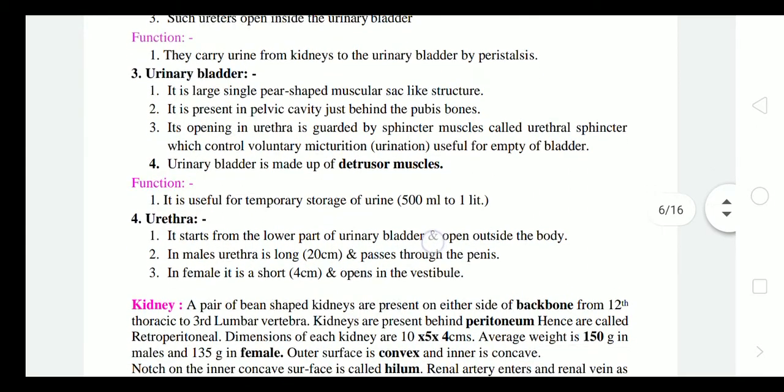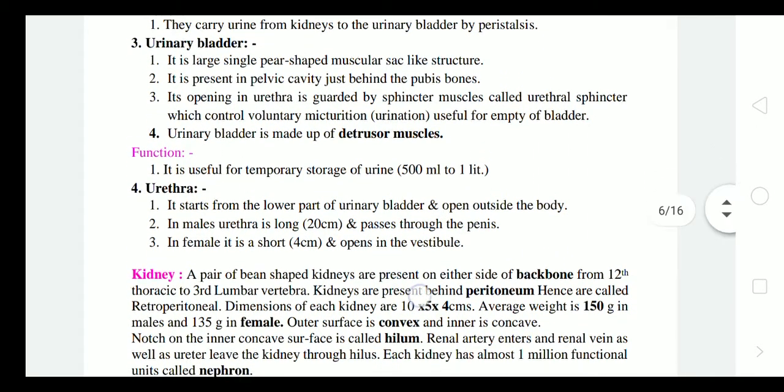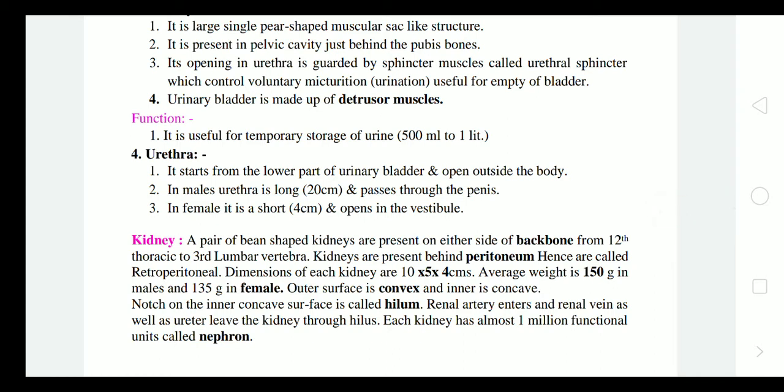Urinary bladder. It is a large single pear-shaped muscular sac-like structure at the middle of the excretory system at the bottom. It is present in the pelvic cavity, the cavity on which we sit, just behind the pubic bones. Pubic bones are the bones in front of our body, on the ventral side downwards.